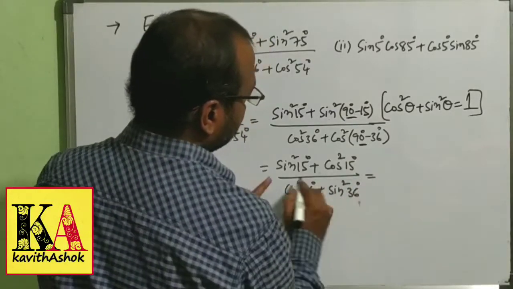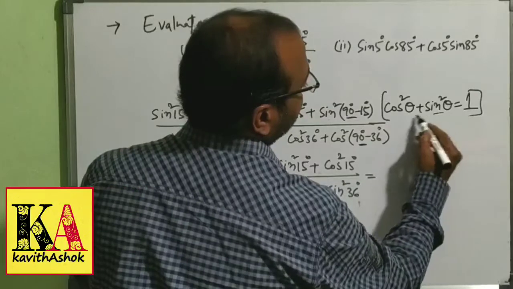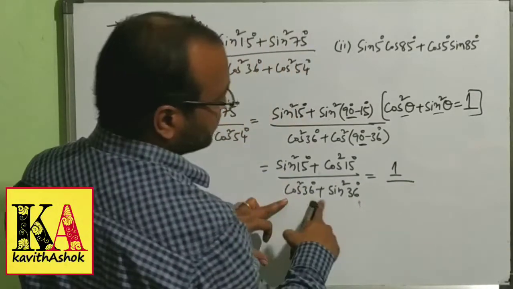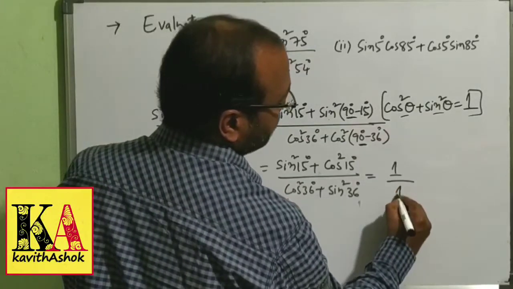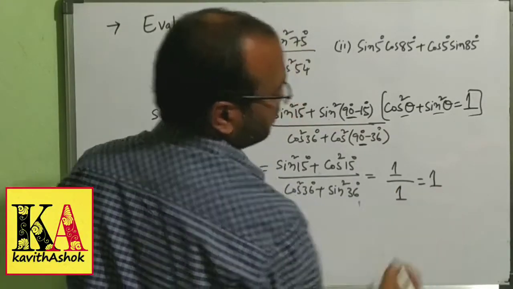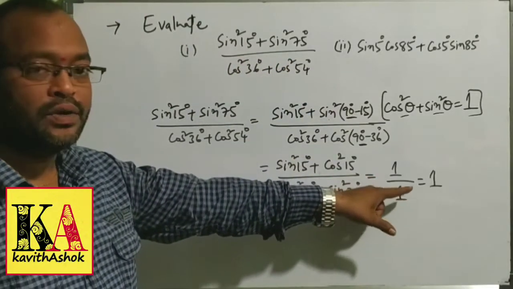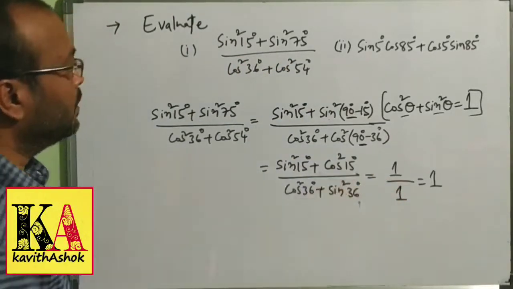This is equal to sine square theta plus cos square theta. Sine square theta plus cos square theta value is 1. So this is 1 by cos square theta plus sine square theta. Again this is 1. 1 by 1 is nothing but 1. So the answer for this is 1. This is very important for 2 marks questions and competitive exam questions. And let us go to the second.